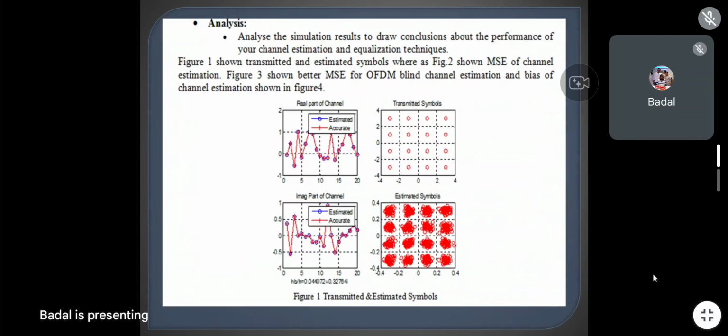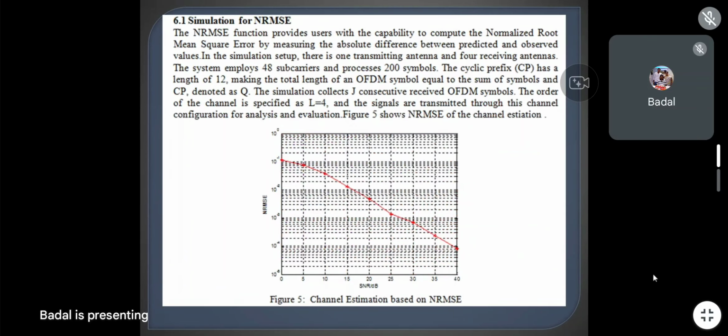Now in the analyzing part, they analyze simulation results to draw conclusions about the performance of their channel estimation and equalization technique. As the figure shows, you can see the MSE of channel estimation, and in figure 3 you can see both MSE and OFDM blind channel estimation and the bias of channel estimation shown. And simulation of NRMSE.